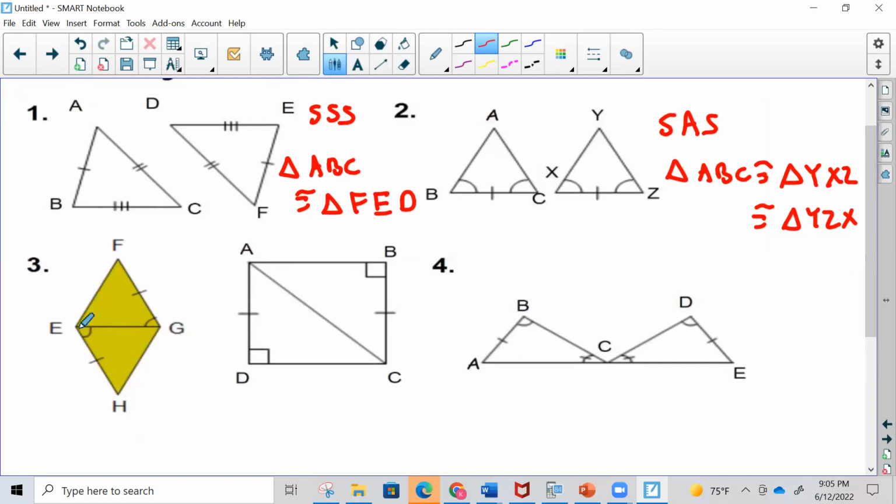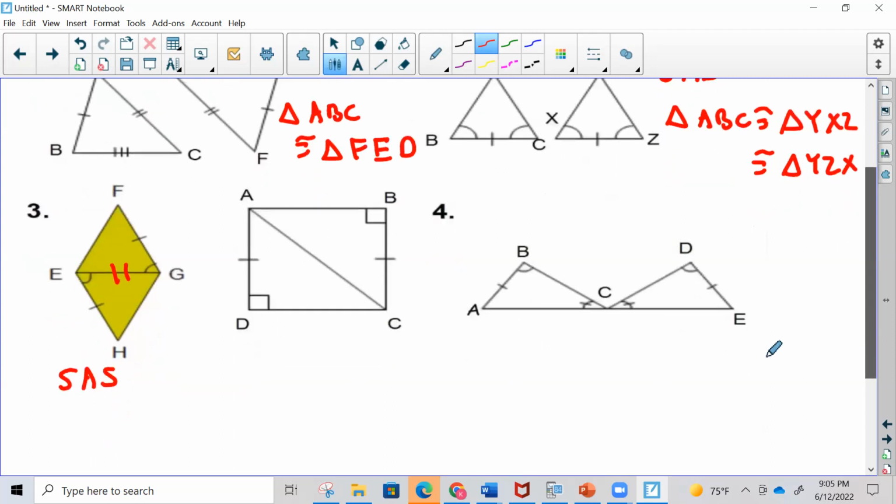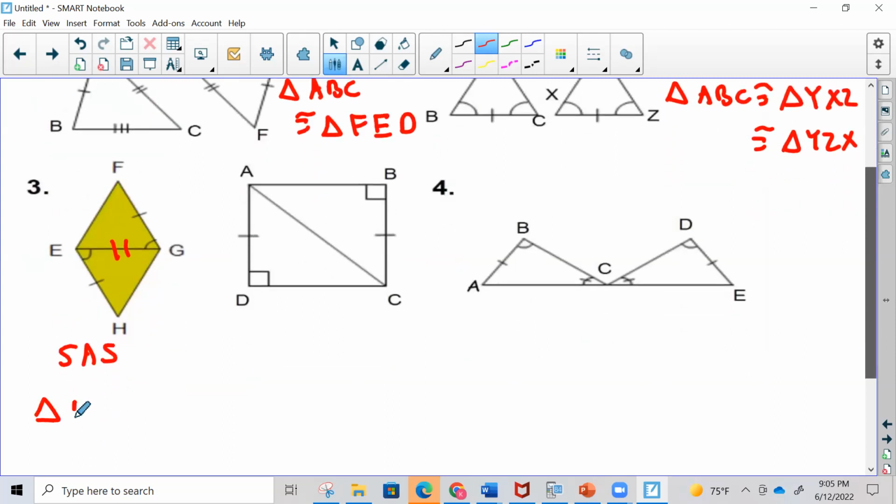Okay, this one, now they have this shared side EG, so we can mark that congruent. And then this one is I have a side, I have an angle, and then I have another side. So that angle's directly between those 2 sides. So this is side angle side. And I have triangle EFG is congruent to triangle.